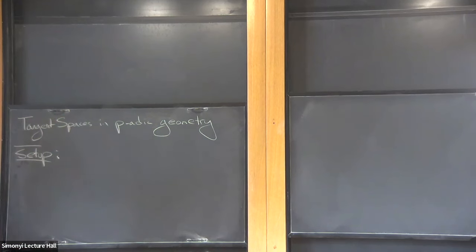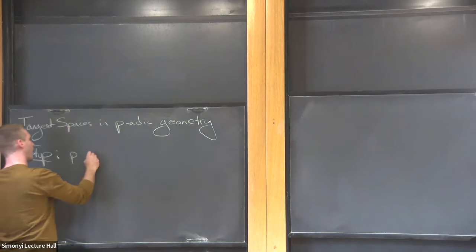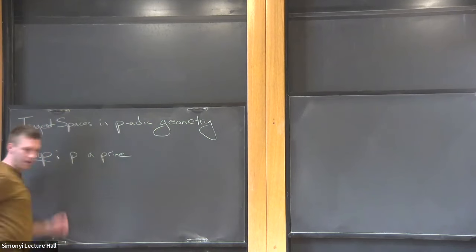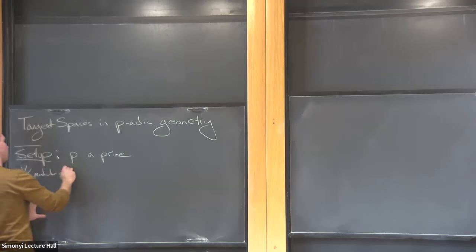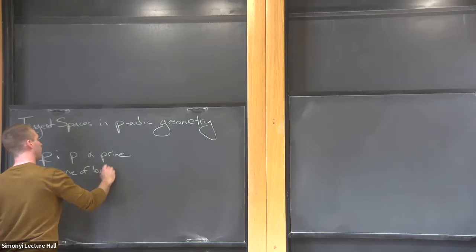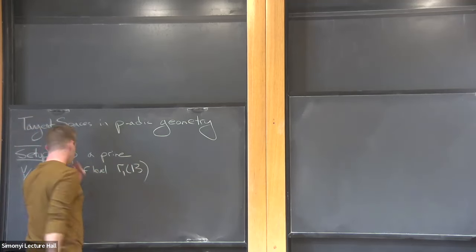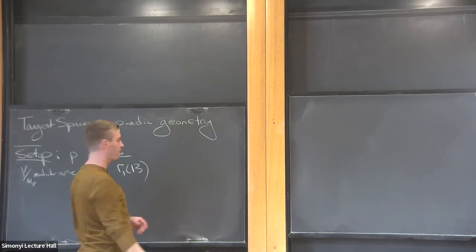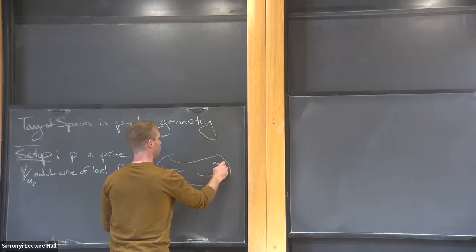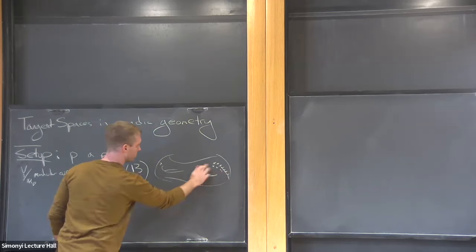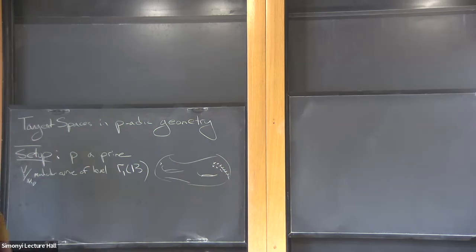But let me try and set up that example. All right, so p is going to be a prime. And somehow I want to be very concrete. So I'll let Y be the modular curve, maybe over Q_p, of level Γ(13). So this is just a scheme over Q_p. If I took its compactification, I could draw a picture of it, and it would look something like this. Good, and as a scheme, I can think of it just in terms of its functor of points on rings.